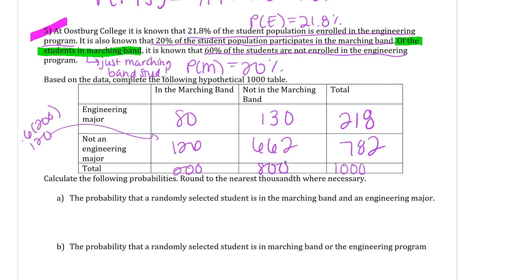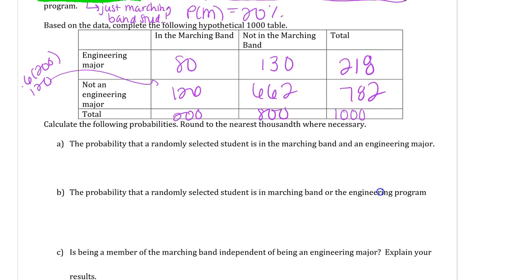Okay, so I just filled those in. All right, what is the probability that a randomly selected student is in the marching band and engineering? Okay, so in marching band and engineering, that's 80 out of 1,000. So again, this is really what I'm calculating, marching band and engineering.